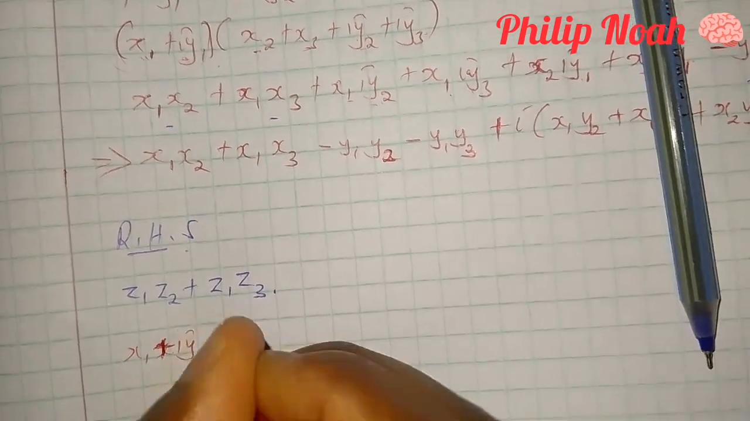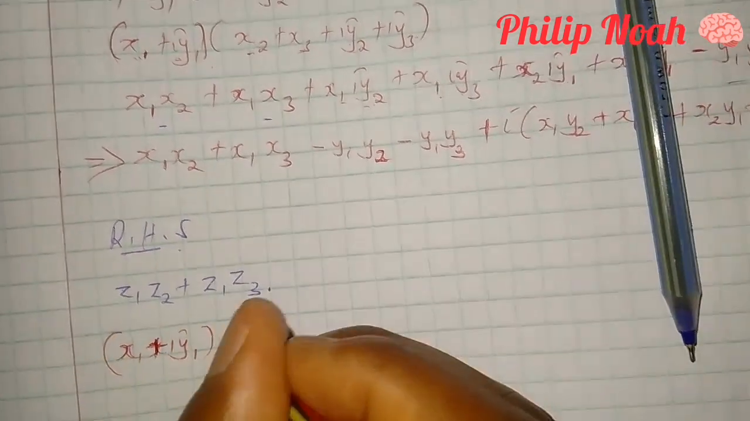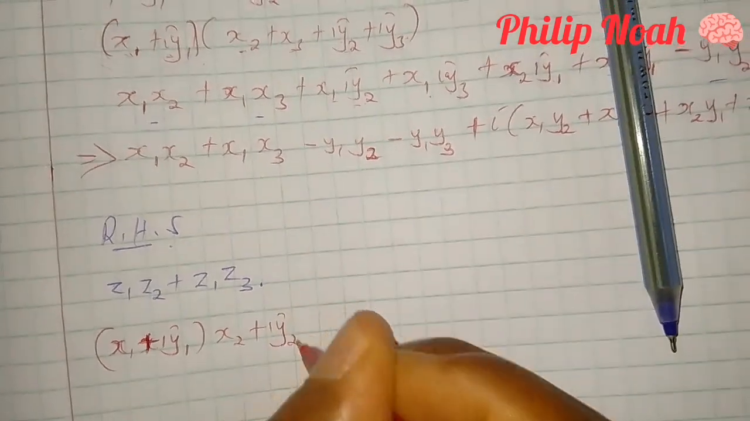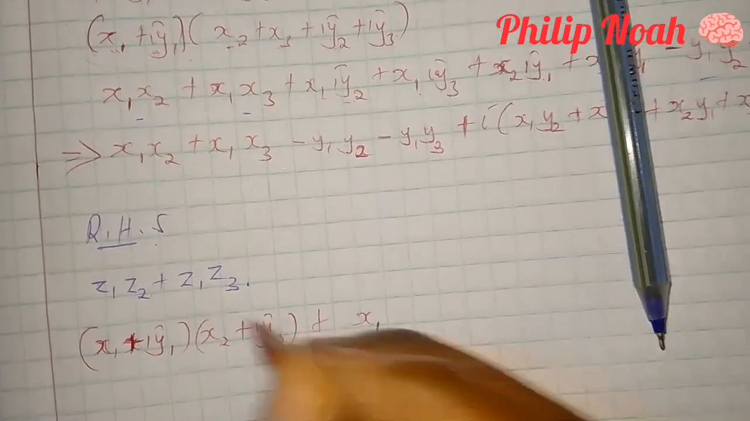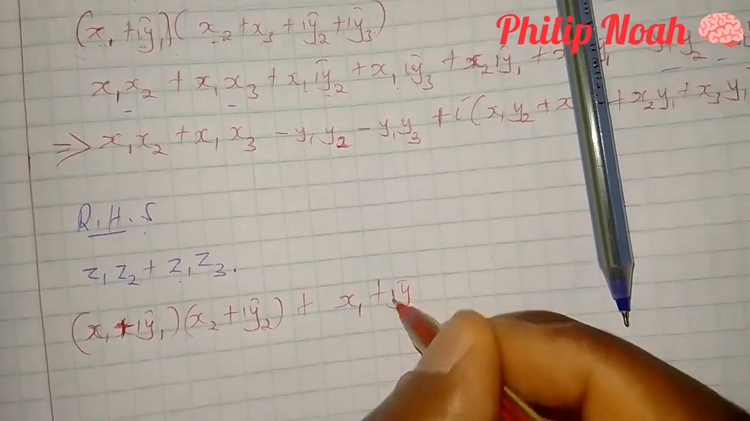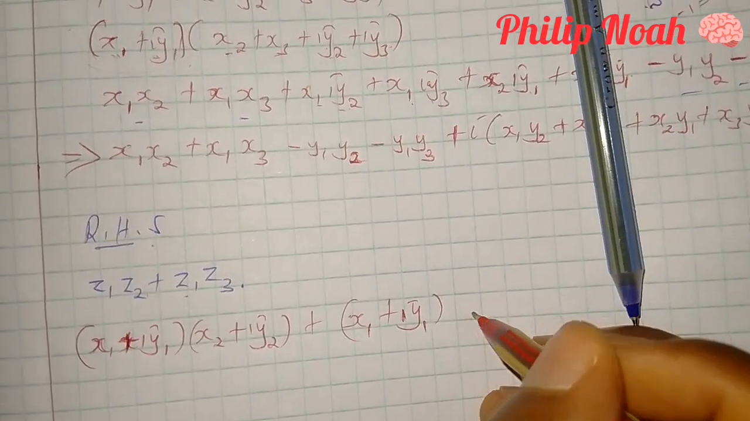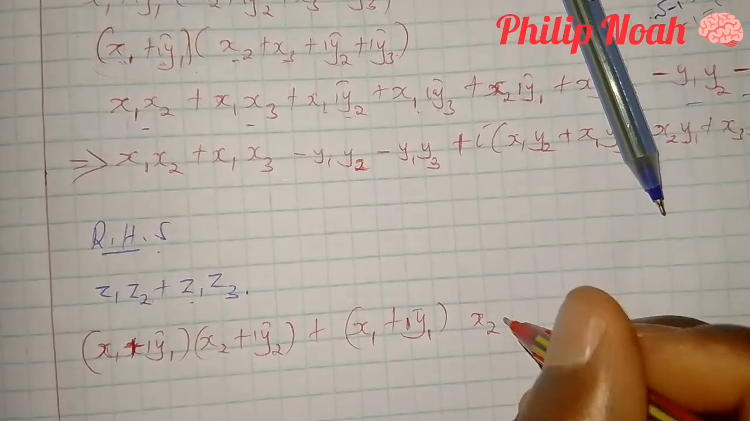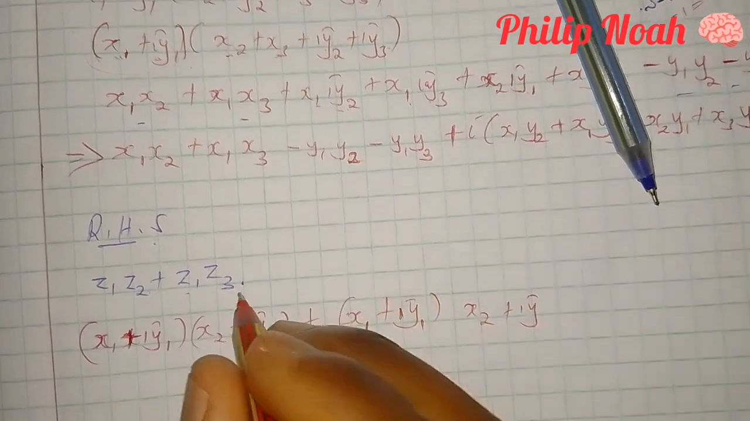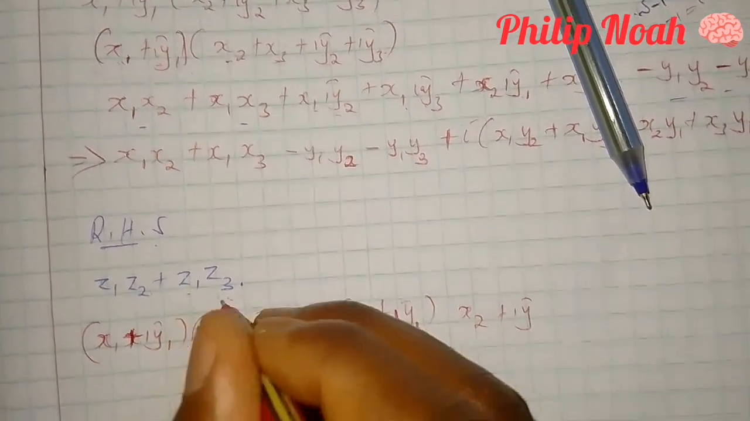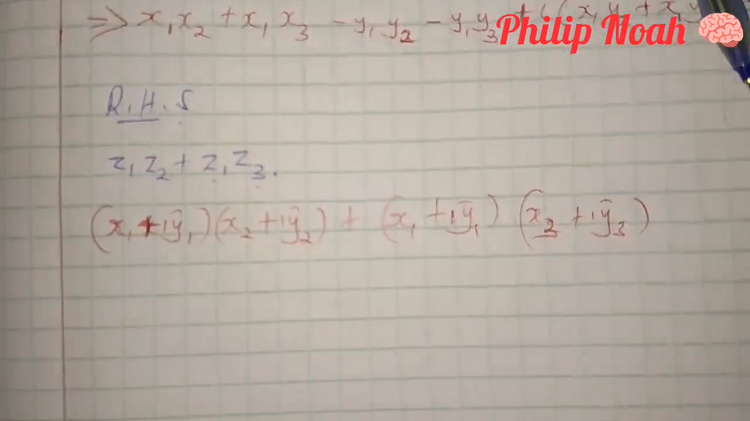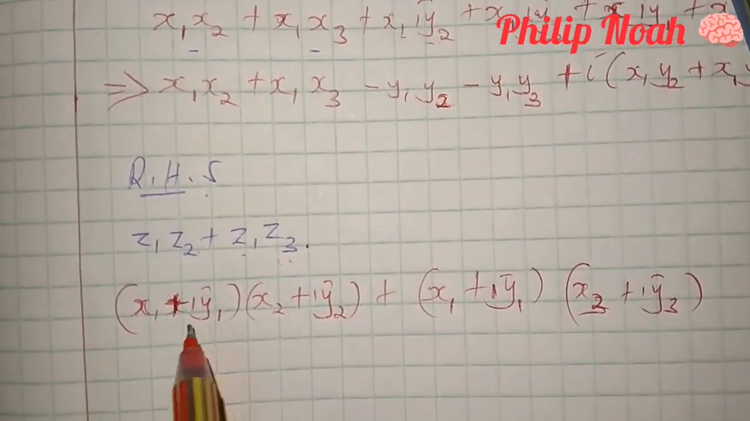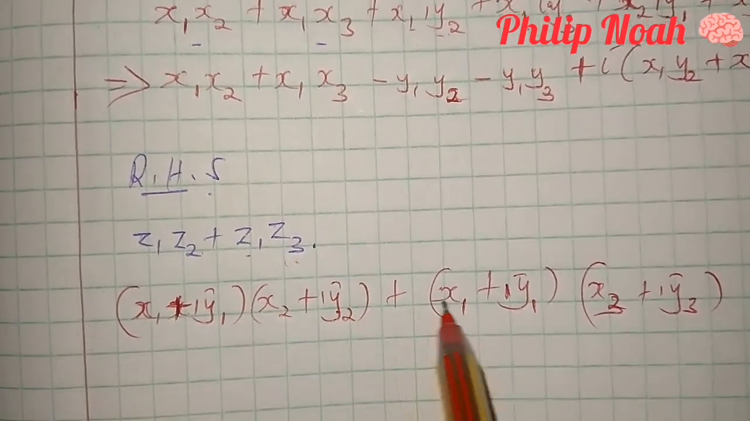plus iy1 times x2 plus iy2, plus x1, for z1, plus iy1 times x2, plus iy, not x2 but x3, sorry, this is x3, z3, so this is x3 plus iy3. Hope you understand what I'm doing here, genius. So we shall take this, we multiply by this, then we add this times this.